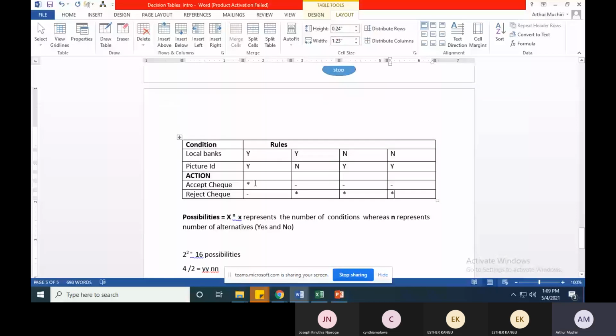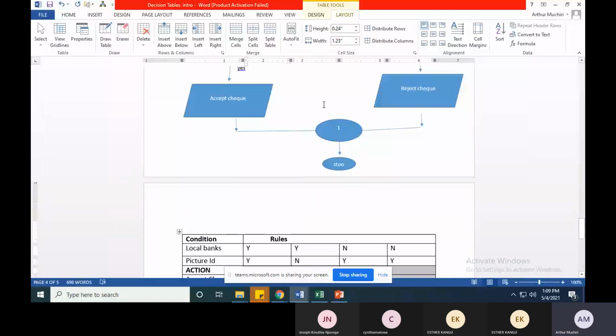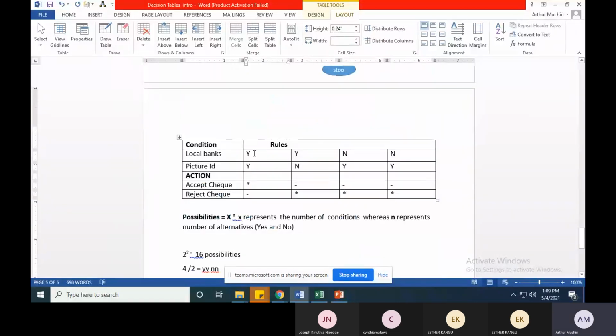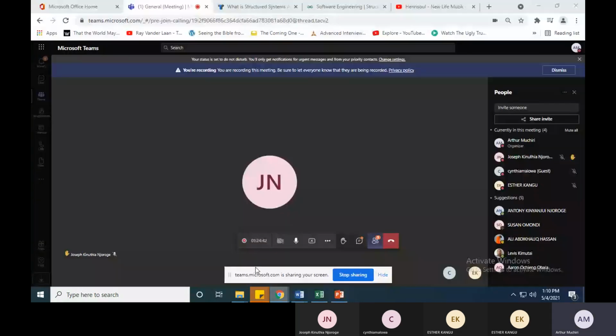So these are the actions, and these ones we say are action entries, or the output. These are like the output in this decision table. So the person who has come has a local bank and has been given a picture ID. Yeah, so do you have a question? Joseph Kinodi is asking a question.